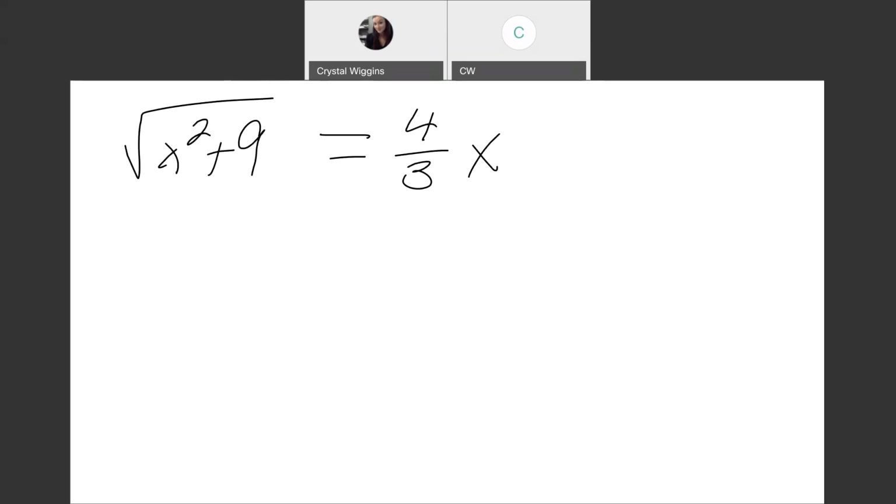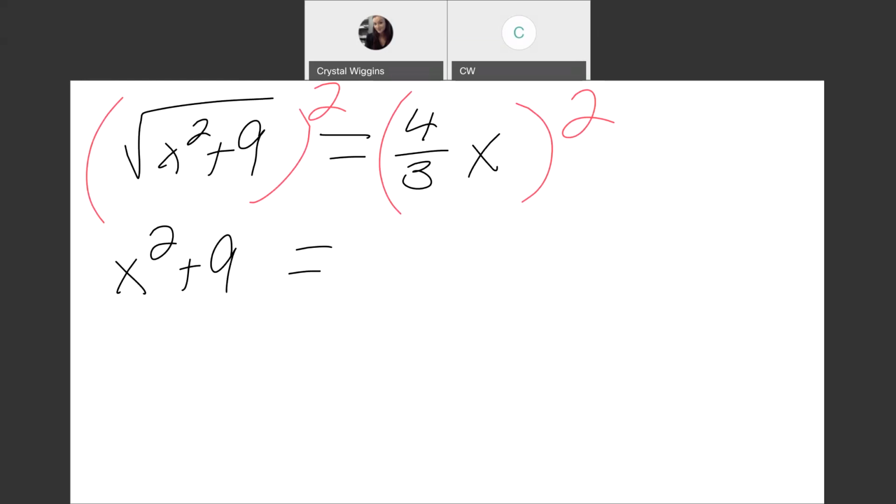Okay, where do we go next? Well, let's get rid of this square root. So we're going to square both sides to get rid of that square root. We have x squared plus 9 is equal to 4 squared is 16, 3 squared is 9, and then x squared is x squared. Now we can see that we have two x terms, but they're both x squared, so this is going to make our life so much easier.